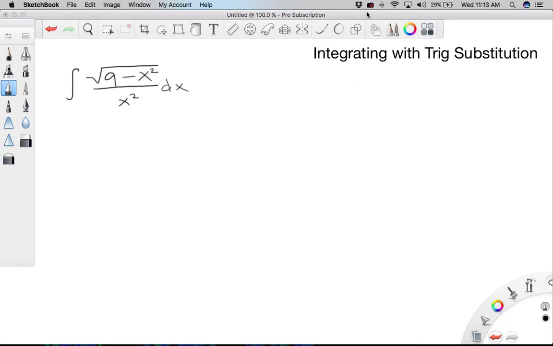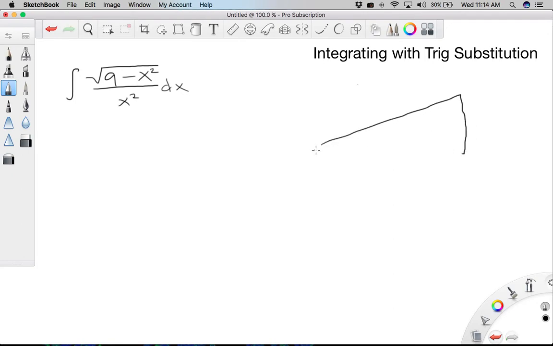Okay, so as the name might imply, we're going to have to draw a triangle, right? Because this involves trigonometry. So I have our first example here, the integral of square root 9 minus x squared divided by x squared times dx. And there are three parts to this integral. We have the square root part on the top, we have the x squared on the bottom, and then we have a dx. And what we're going to do is, well, I'll just jump right in. We're going to have to draw a triangle.